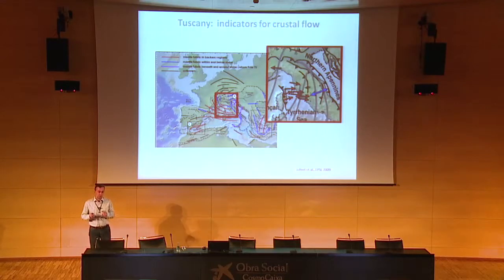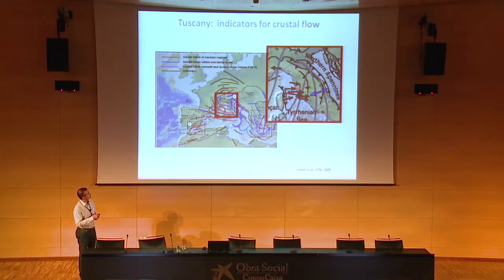Now, indicators for crustal flow: geodesy tells us what the extension is today, and metamorphic rocks show lineations that tell us about the extension in the last few million years. And this extension is approximately east-west.